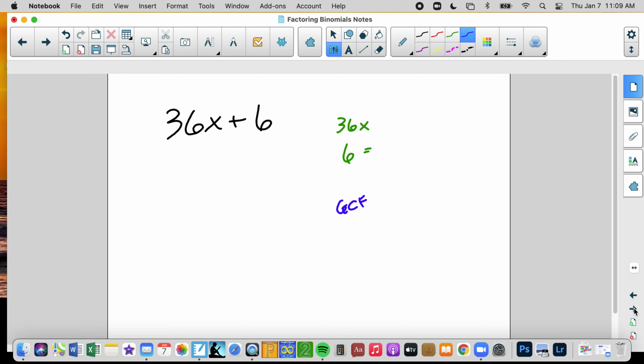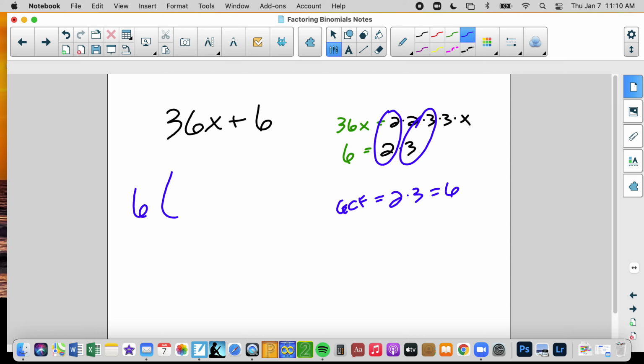This is another good one. This problem, we're going to do prime factorization of 36x, which is 2 times 2 times 3 times 3 times x. Prime factorization of 6 is 2 and 3. We circle what they have in common, and they have a GCF of 6. And finding out what's left after factoring a 6 out of 36x is relatively easy. That leaves me with a 6x.